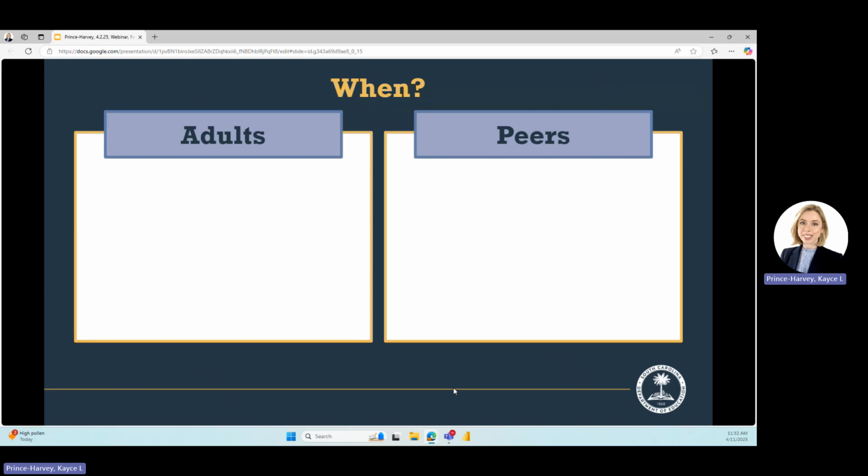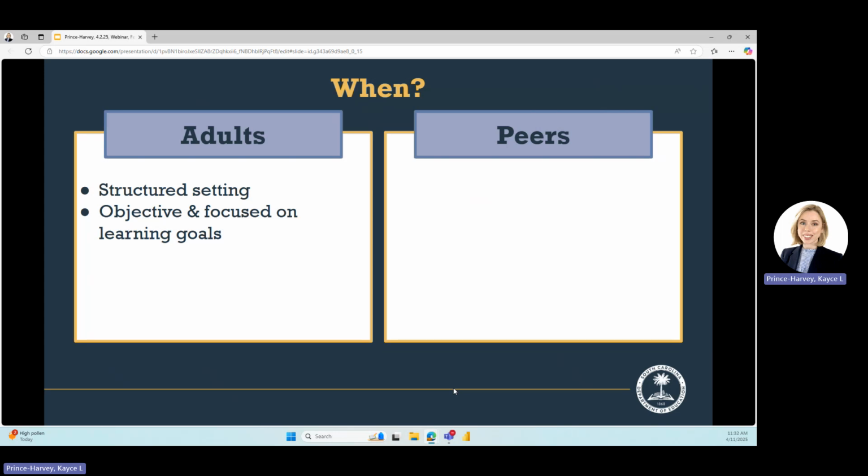Additionally, there are opportunities where an adult is going to be the best person to give feedback, or when a peer is going to be the best person to give feedback. So let's talk about when each of those might apply. Feedback from adults would be best in a structured setting when the feedback needs to be structured.